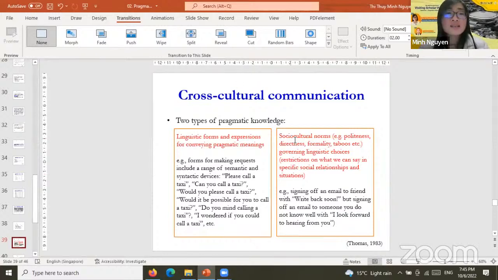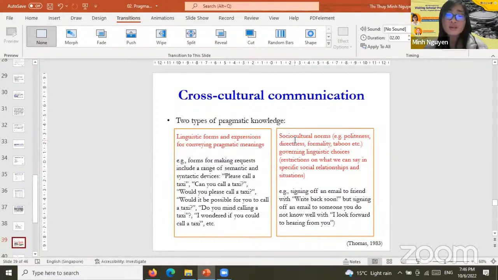Another knowledge that is underlying pragmatics is called knowledge of social cultural norms governing linguistic choices. Okay, so in every culture, there are restrictions on what we can say in specific social relationships and specific situations. For example, when we sign off an email to a friend, we may say "write back soon." That sounds appropriate in English. But when we sign off an email to a professor in English, we don't say "write back soon," okay? Or when we sign off an email to someone we don't know, you would say "I look forward to hearing from you," rather than "write back soon," okay?